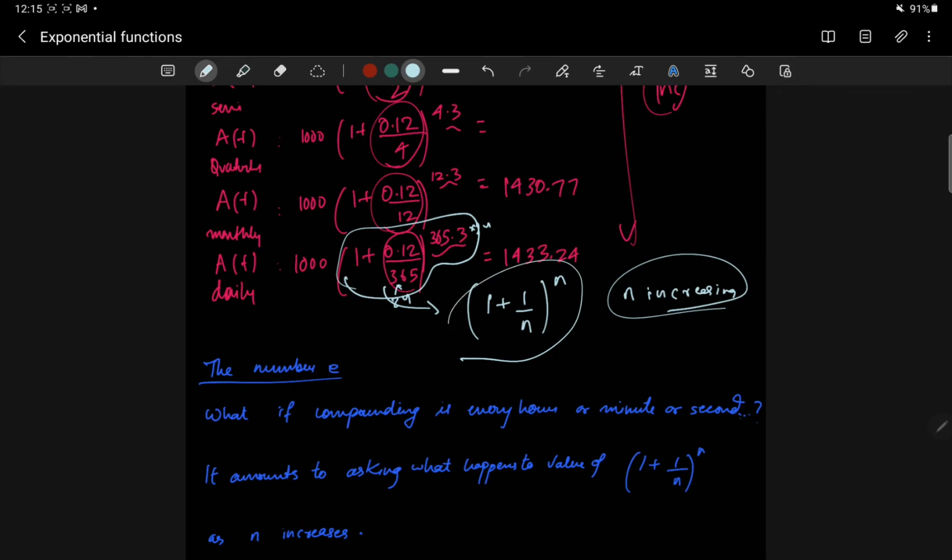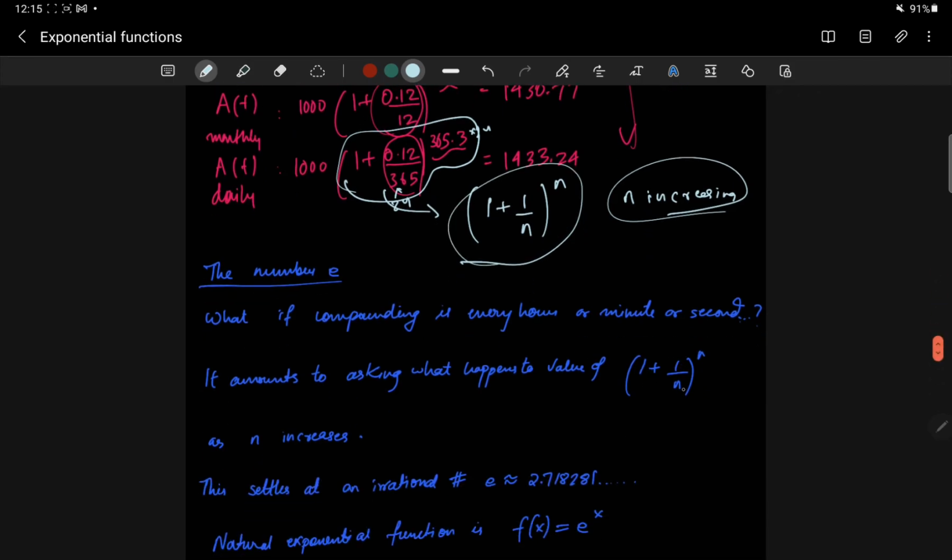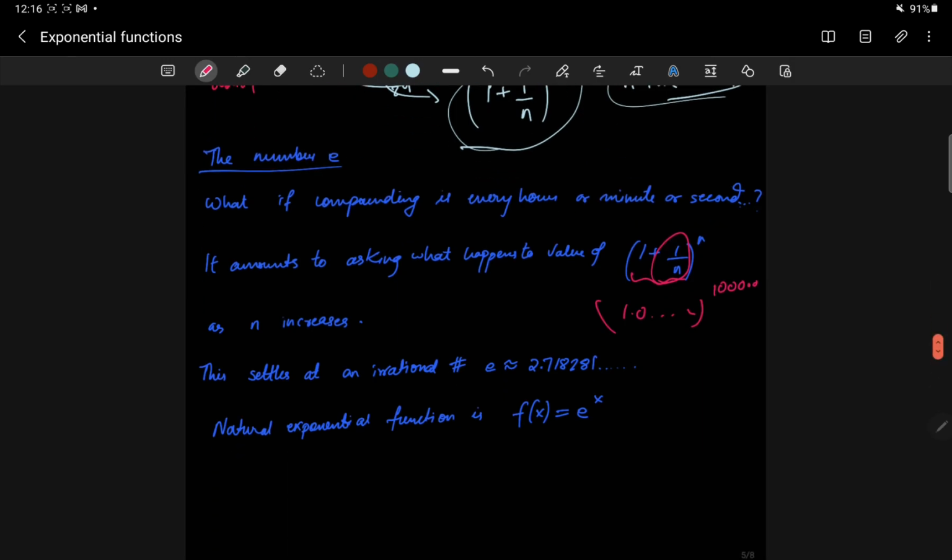So the structure that we're trying to look at here is 1 plus 1 over n, to the power n, as n increases. And this is an interesting structure because as n increases, this becomes small. So this is 1.00 something. But over here, this is a huge number, like 100,000 something. So the question is, does it go to infinity? Does it go to 1? And it does neither. It settles at an irrational number, e, which is about 2.718218, and so on.